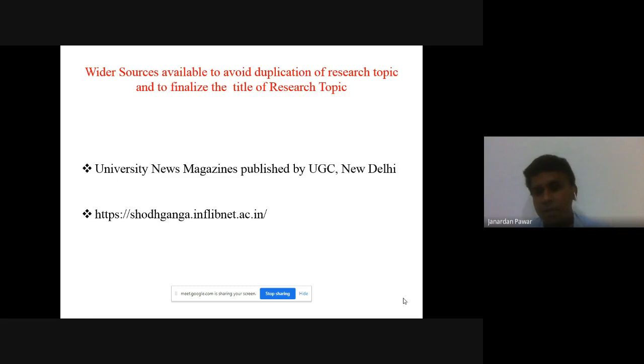So see, there is one magazine published by UGC in New Delhi fortnightly. Every 15 days, the UGC, University Grants Commission, publishes a magazine. In that magazine they publish the list of PhD awardees with their topics according to their subjects. For example, management, for example, commerce. So whatever PhD degrees are awarded during that span of 15 days, they will write their names with subject and with title of PhD. So this is the best way to find out.